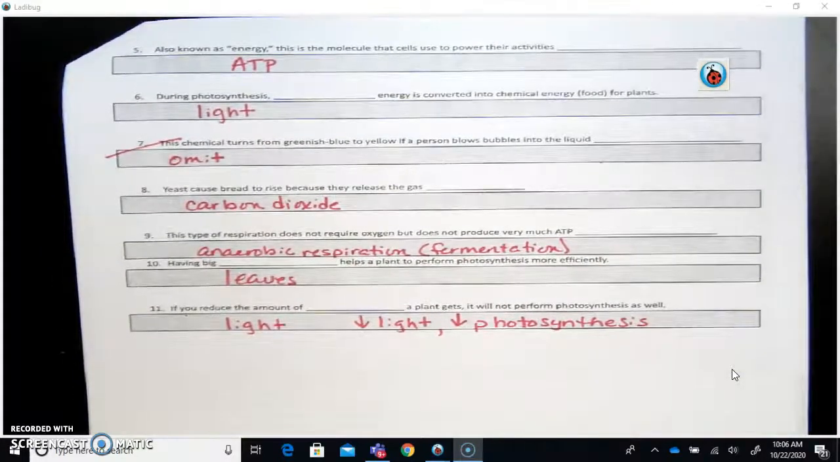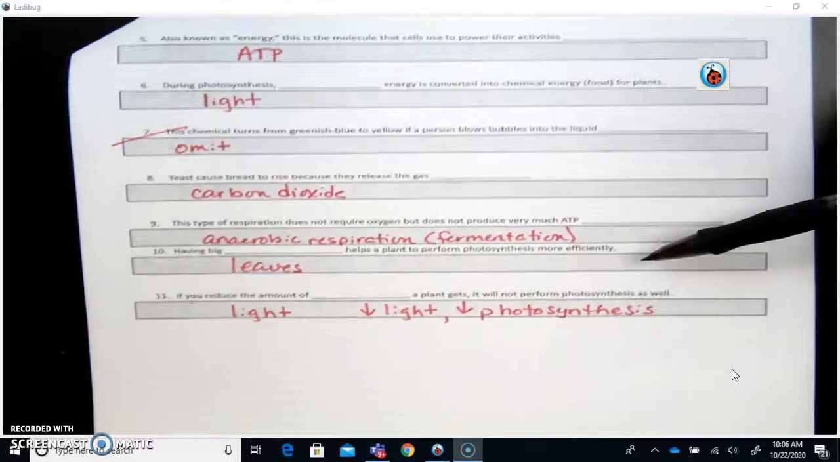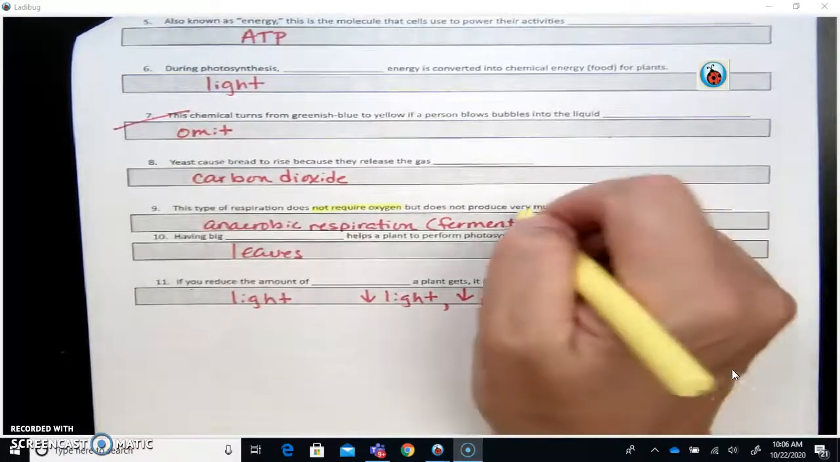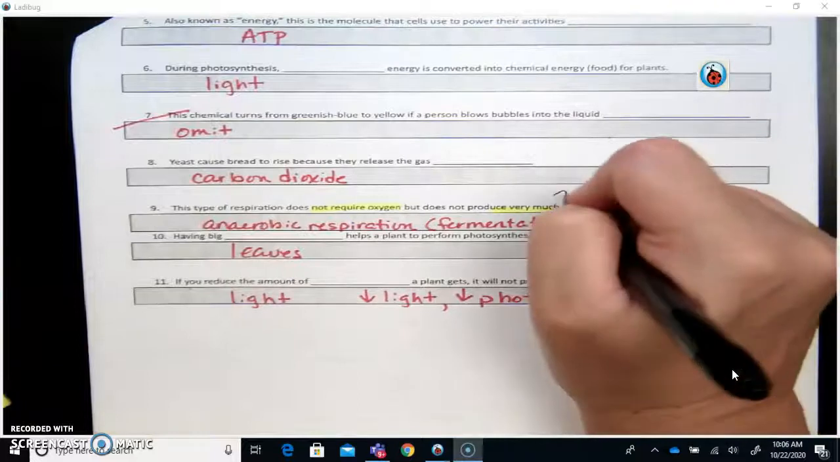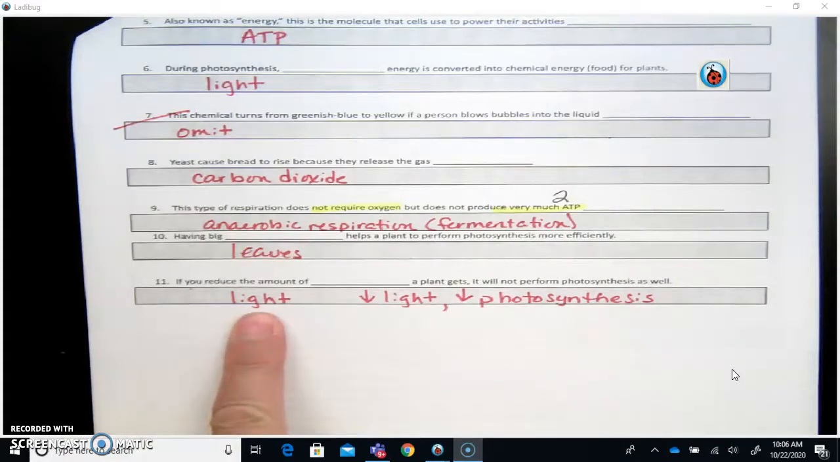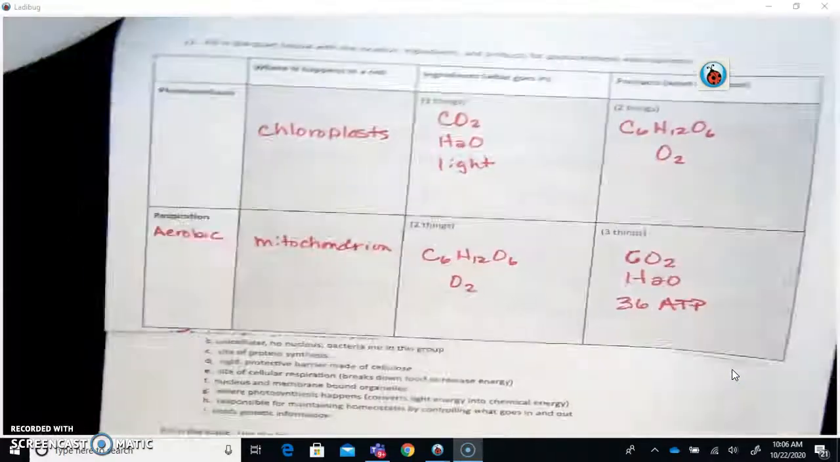Number eight, yeast cause bread to rise because they release this gas, carbon dioxide. This type of respiration does not require oxygen and does not produce very much ATP, only 2. That is going to be anaerobic respiration or fermentation. Number 10, having big leaves helps a plant to perform photosynthesis more efficiently. If you reduce the amount of light a plant gets, it will not perform photosynthesis as well. So the decreased amount of light, you decrease photosynthesis.